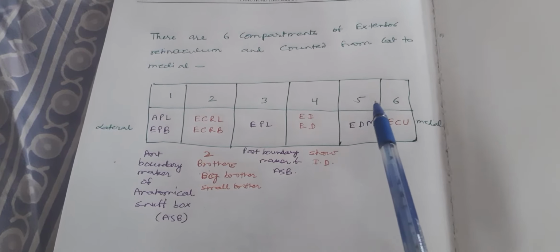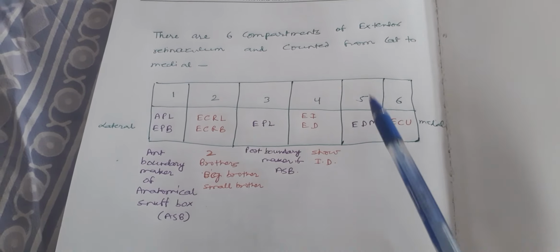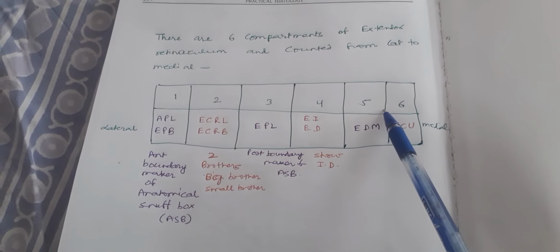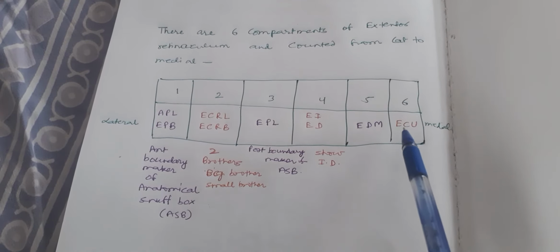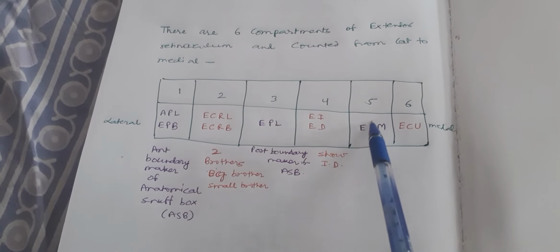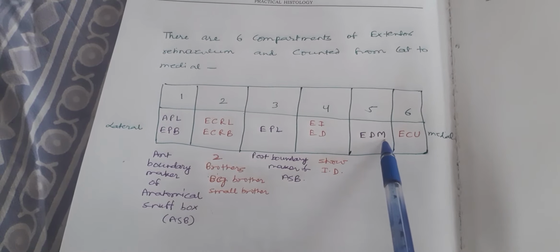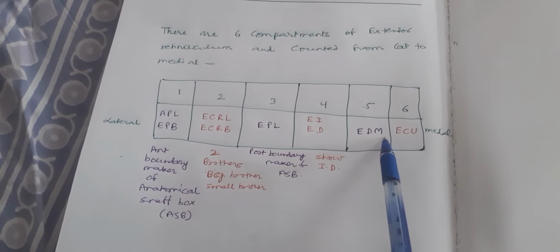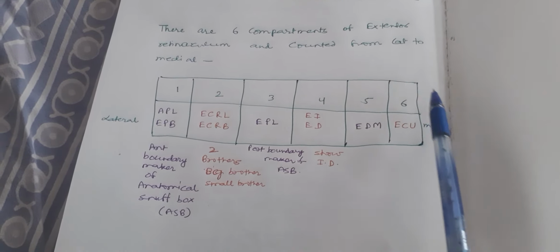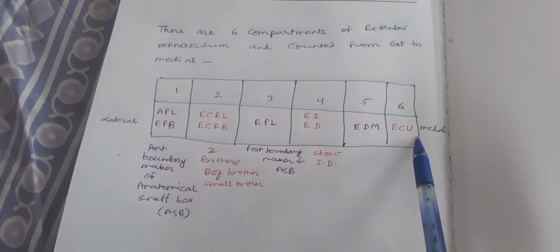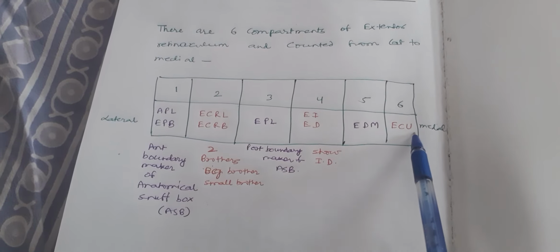Fifth compartment, we all have 5 fingers, and the fifth finger is very small, the little finger is the fifth finger. So extensor digiti minimi, which is going to the fifth finger. And sixth, we all know most medially is the ulna, so extensor carpi ulnaris.